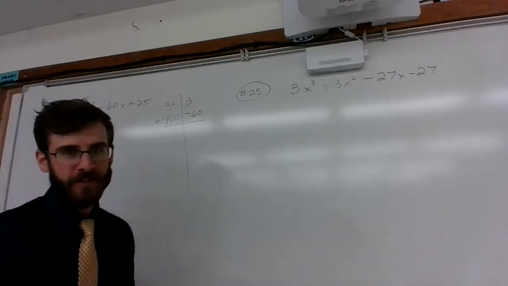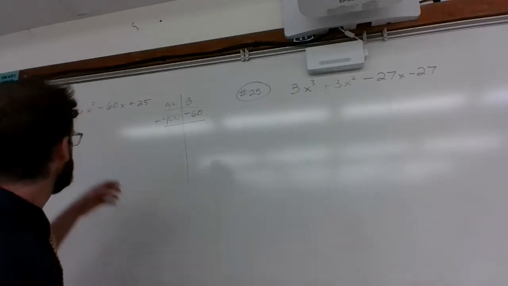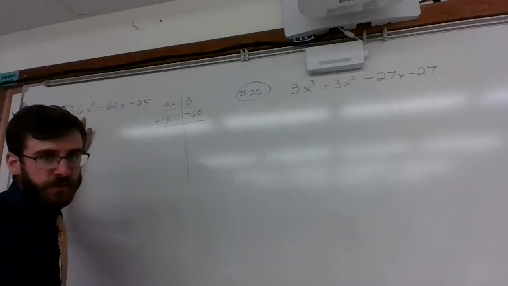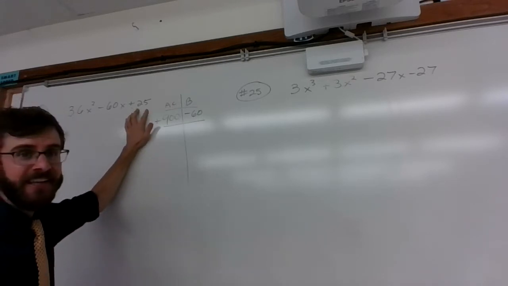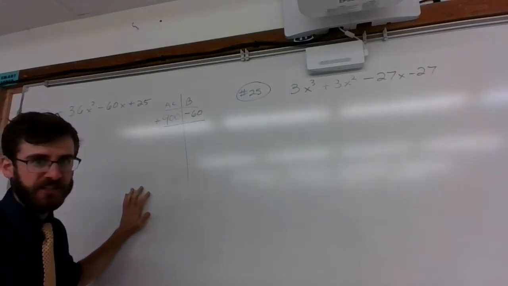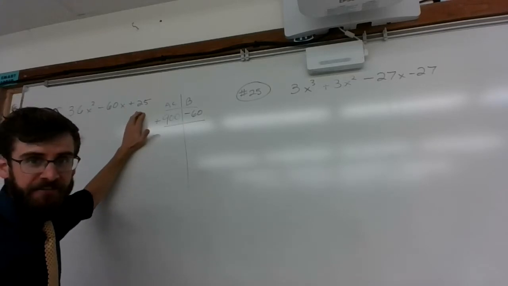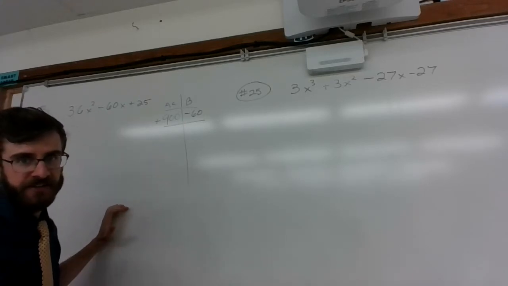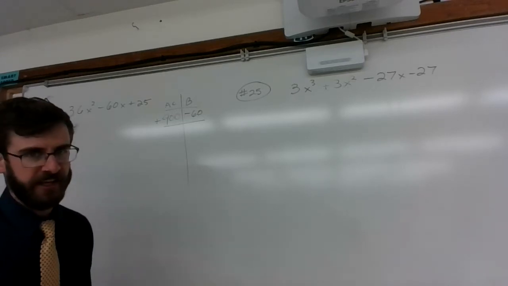So here's the deal. Look out for this kind of special case. 36x squared is a perfect square. 25 is a perfect square. In certain situations, you can use 6x and 5 as your factors. If you're not seeing that, though, we'll eventually get it by the end.